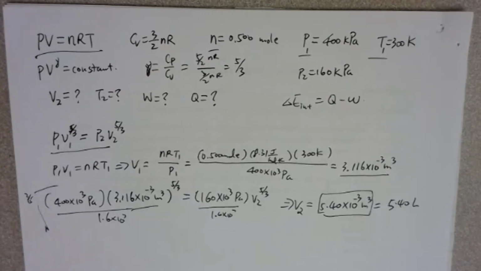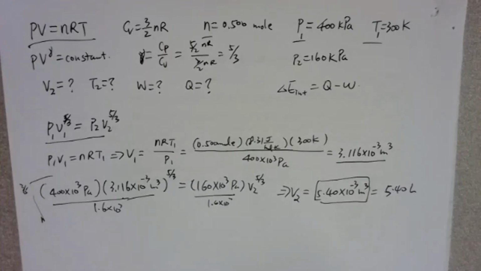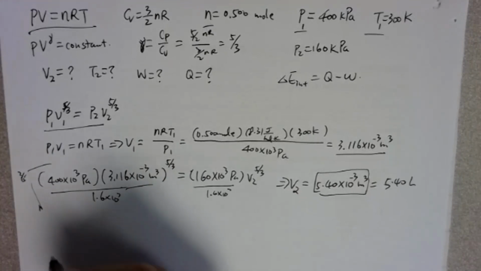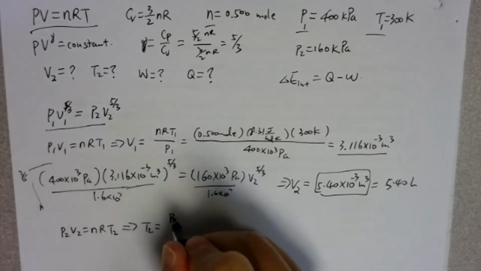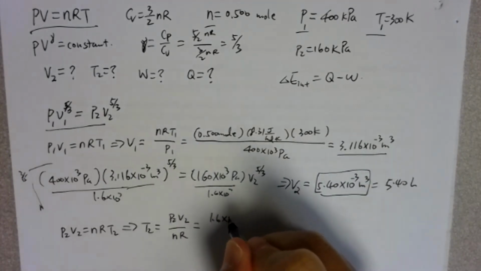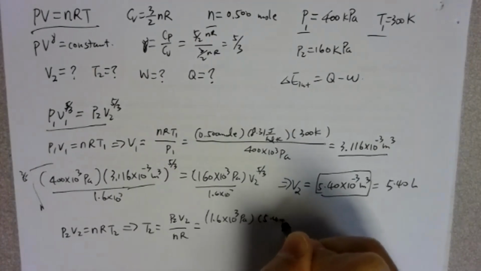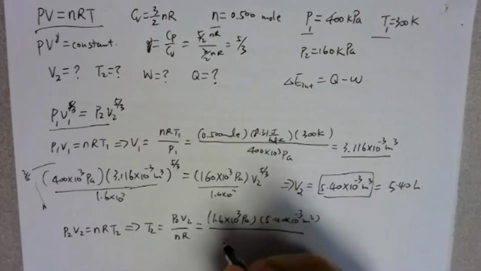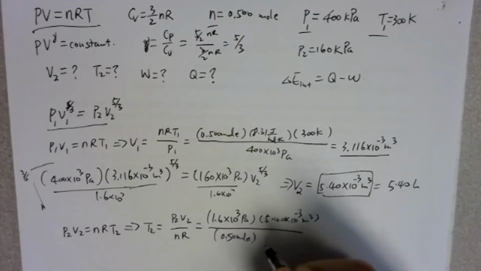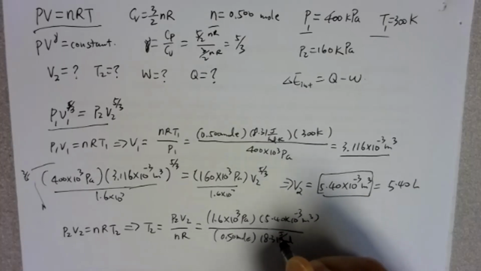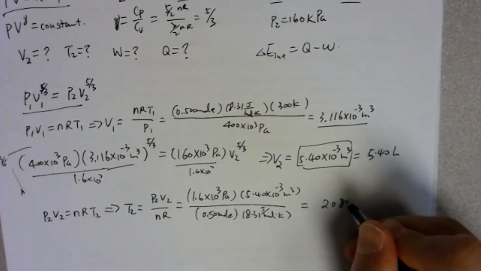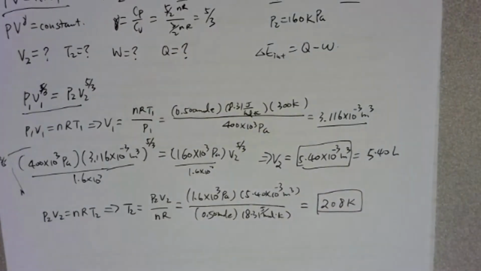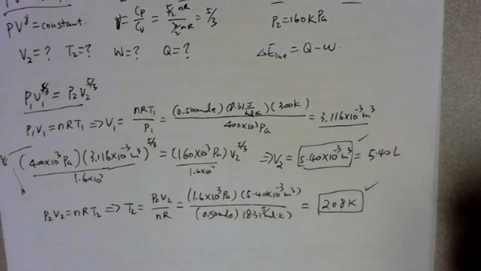Now once you have V2, you can find your temperature T2. You'll use PV equal to nRT. Just going back and forth with these two equations, you can find most of the quantities you are looking for. So P2 V2 equals nR T2, so T2 equals P2 V2 over nR. P2 is 1.6 times 10 to the third, V2 is 5.4 times 10 to the minus third, over 0.5 moles times 8.31 joules per mole Kelvin. It turns out to be 208 Kelvin for your T2.